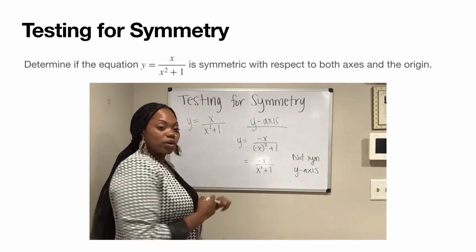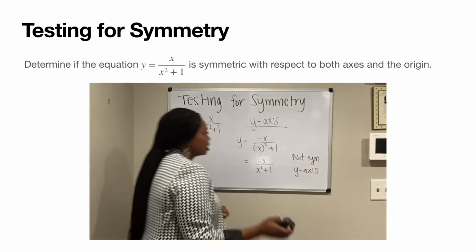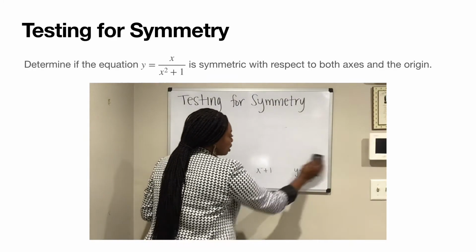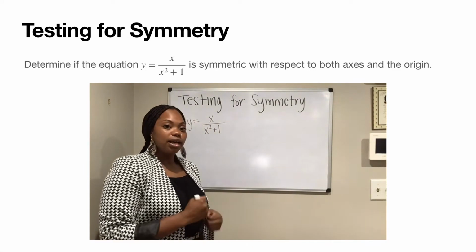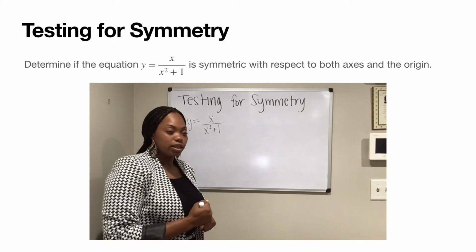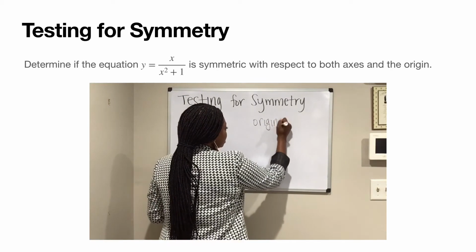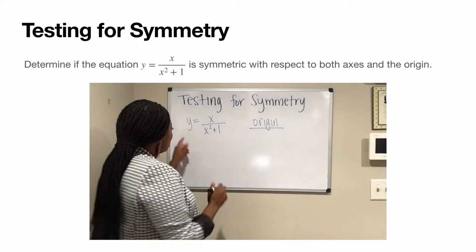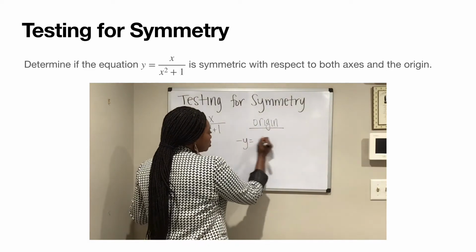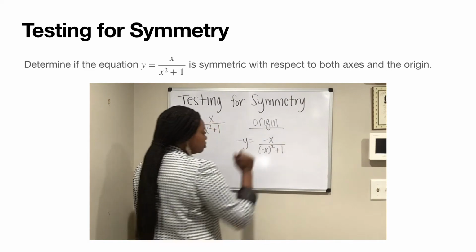And the last one we want to test for is to see if we're symmetric with respect to the origin. When you want to test for symmetry with respect to the origin, wherever you see an x and y, you need to plug in negative x and negative y respectively. So this time, to test to see if the graph of this equation is symmetric with respect to the origin, I'm going to have negative y is equal to negative x over negative x squared plus 1.